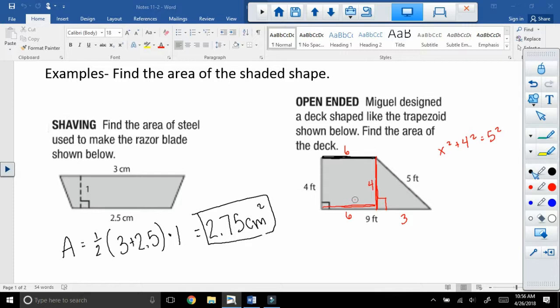So we have a little work here we have to do first. Area of the trapezoid is half the average of the two bases, or half the sum of the two bases, so that's going to be 9 and 6. And then multiply that by the height. Make sure the height's the one that's perpendicular to those bases, so the height would be 4.